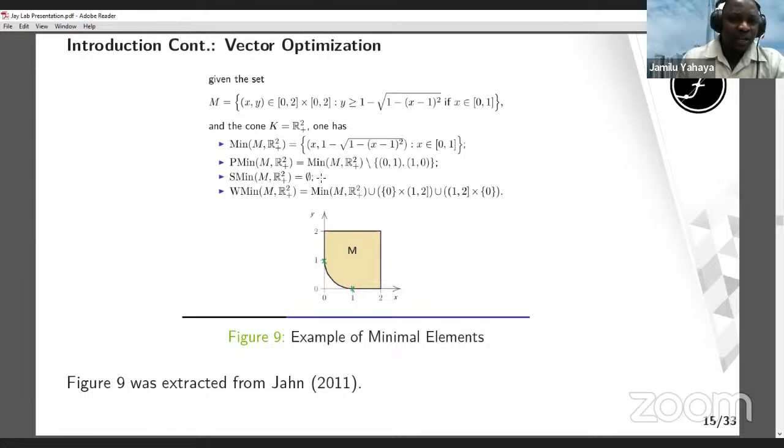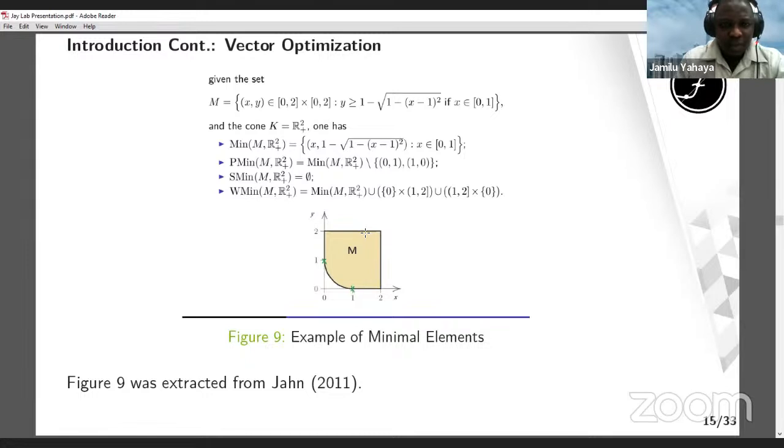Before I explain the other ones, I would like to tell you that strongly minimal is, in the theoretical aspect of vector optimization, one of the most important solution concepts. But for just a simple example in R2, we cannot get a strongly minimal solution. So this shows that it is theoretically important, but in reality it is hard to get strongly minimal. The next thing we are going to look at is the minimal itself.